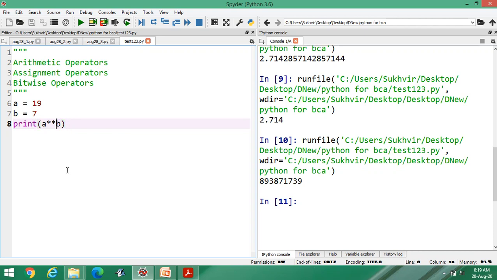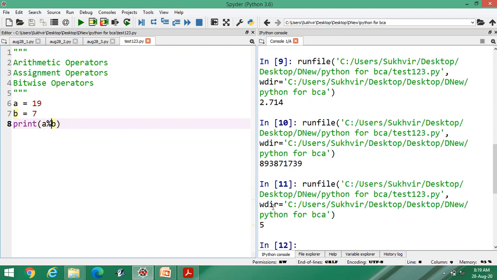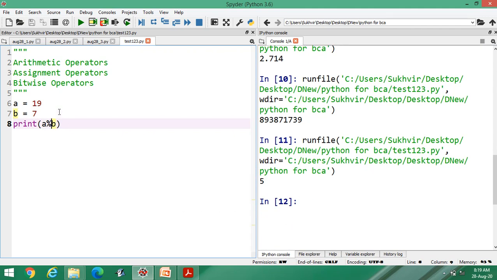If I write a modulus b, then I can print the remainder when 19 is divided by 7. 7 into 2 is 14, and 5 is the remainder. If I write 2 slashes, then I can print the value 2, the quotient. 19 divided by 7 gives us the quotient 2. These are the contents of arithmetic operators.